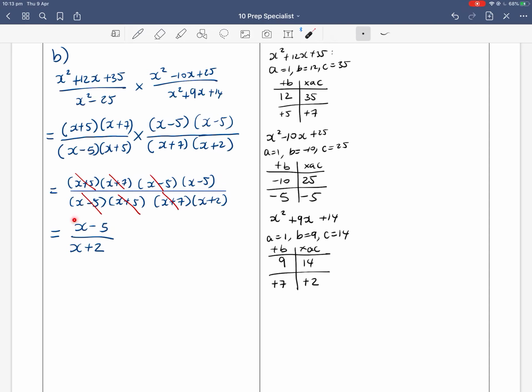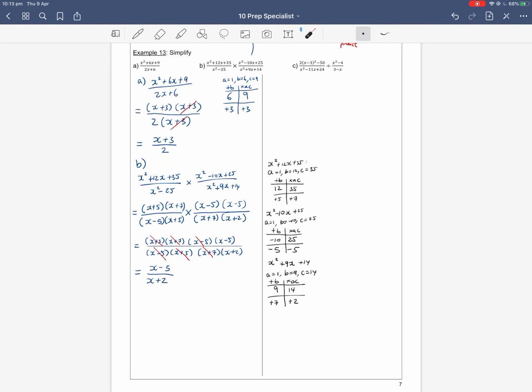Now remember, you cannot cancel the x's because they are not multiplying in the top or bottom. So you can only cancel products of factors. We're not multiplying here, we're adding and subtracting, so we cannot cancel the x's.